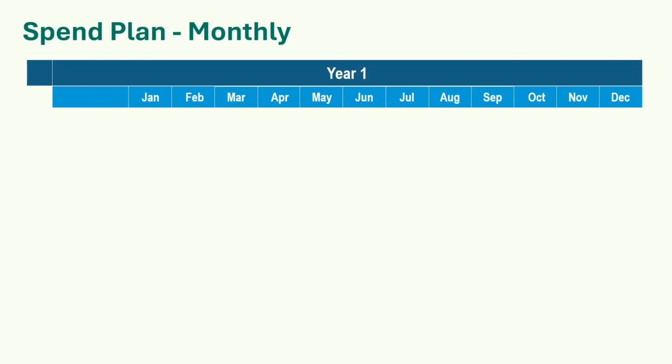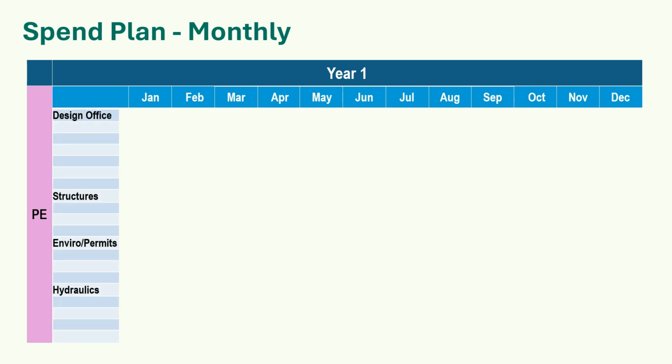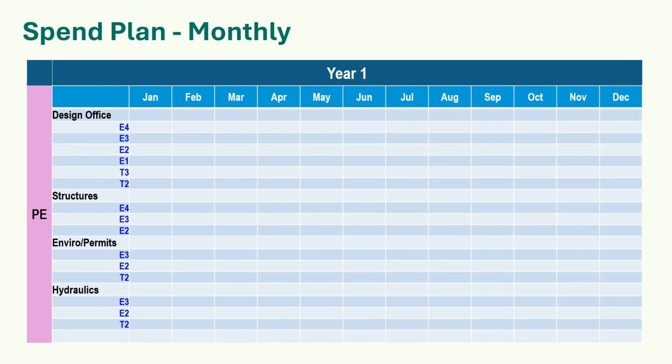Start with a spreadsheet with years and months across the top. Focus first on the preliminary engineering phase. Next, identify each specialty group, subject matter experts, and consultants that will be charging their time and expenses to your project. Now, assign generic employee grades that you think will be needed. Engineer 4, 3, 2, and 1, Technical 3, 2, and 1, and any others. Assign full-time equivalents in % of FTEs.